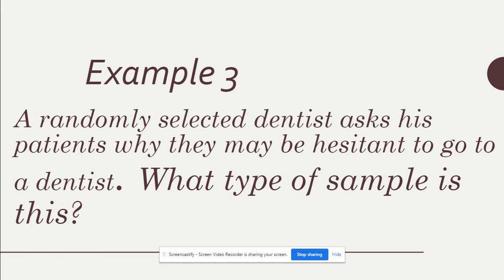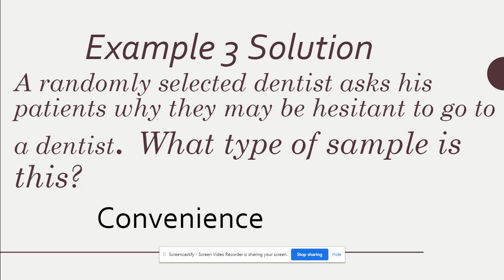Example number 3, a randomly selected dentist asks his patients why they may be hesitant to go to a dentist. What type of sample is this? So this one is also going to be out of convenience because he's only surveying his patients. Now it's randomly selected, which is good, but it's only one dentist. And so that's maybe part of the problem here. It's not like all dentists in an area are giving this survey. It's only one particular dentist.